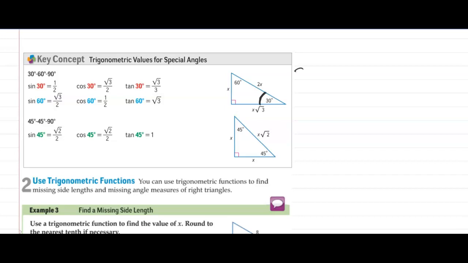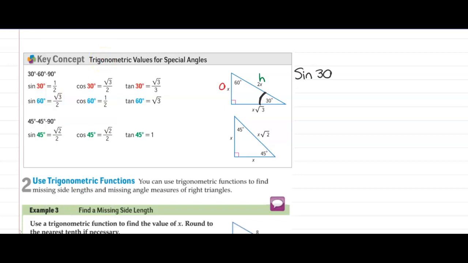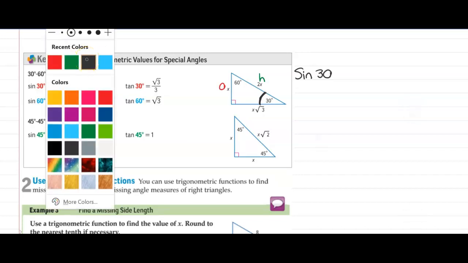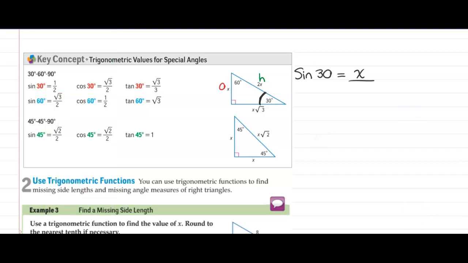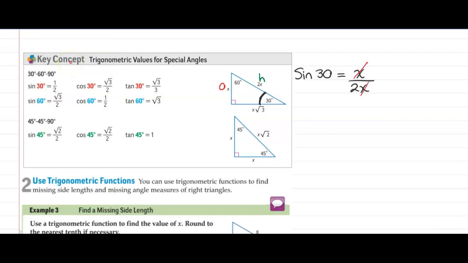When we look at this with respect to one of the angles, for instance, 30 degrees, if we want to find the sine of 30 degrees, the hypotenuse is 2x, the side opposite is x, so I need to take my opposite over my hypotenuse, and then I will simplify, leaving me with 1/2, which is exactly what we get over here. You don't have to have these memorized, it's just kind of nice to see some of the common special angles and how you get those ratios, why they equal what they equal.